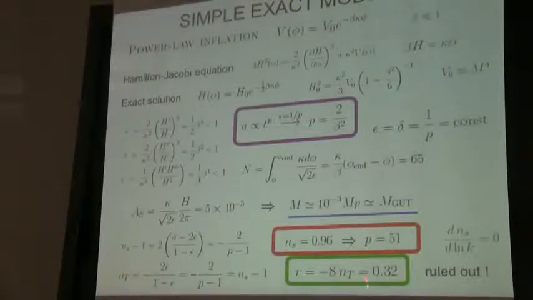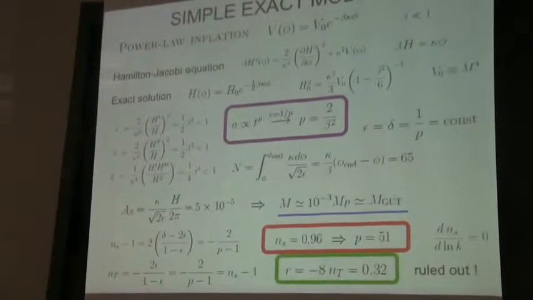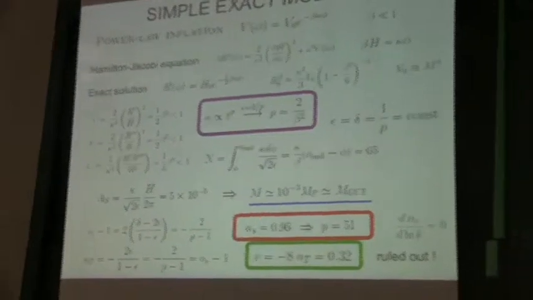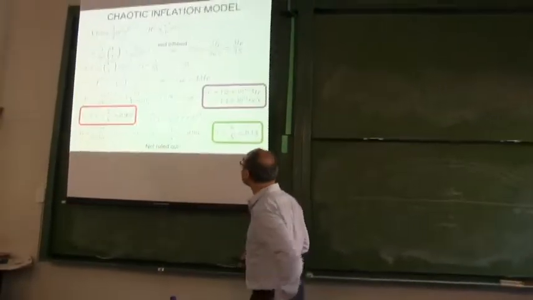But you can then work out what is the ratio of the tensor to scalar. We find a number which is significantly above what is measured by the CMB and LSS, for instance. So this model is ruled out. One of the first models to be ruled out.